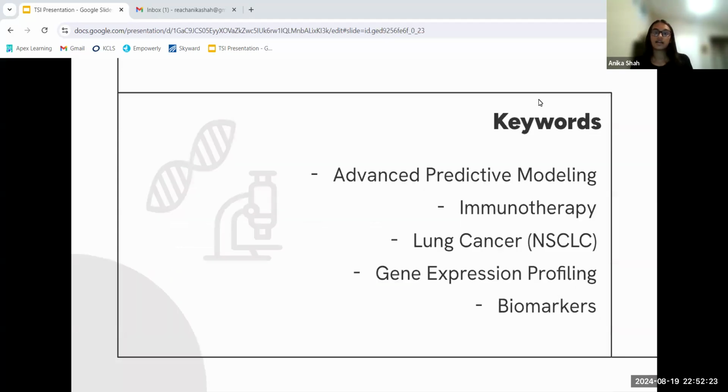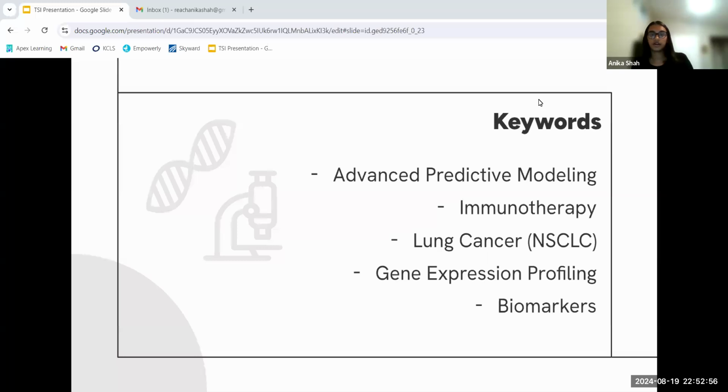So to start, I'd like to highlight the 5 main keywords of our research, which are crucial to understanding our study. The first is advanced predictive modeling, which refers to using statistical techniques to predict outcomes consistently and accurately. Next is immunotherapy, which is a type of cancer treatment that helps the immune system recognize and fight cancer cells. It's usually in the form of medicine as opposed to the traditional treatments like chemotherapy and radiation. And then lung cancer, specifically non-small cell lung cancer, which is the most common type of cancer.